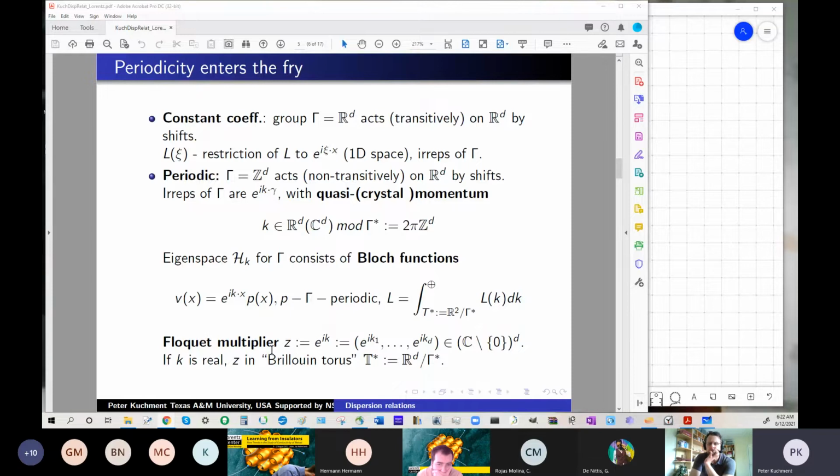I will call it the Bloch multiplier, since this is what it is called in 1D. It is the vector of e to the power i times the components of the quasimomentum. So now this is a complex d-dimensional vector whose entries cannot be zeros. So this is the punctured complex plane to the power d. If k is real, then this thing belongs to the unit torus in this space, and that's exactly the Brillouin torus. So in the Bloch multiplier, you quotient out this periodicity of quasimomentum, especially in discrete cases, as we will see, it's important since it produces algebraicity instead of analyticity.